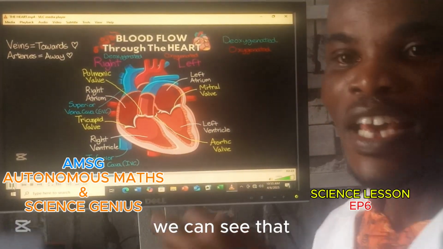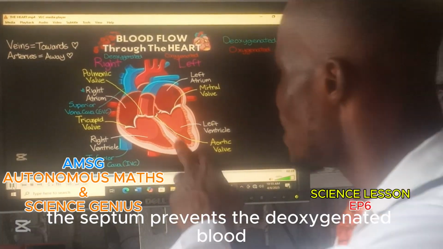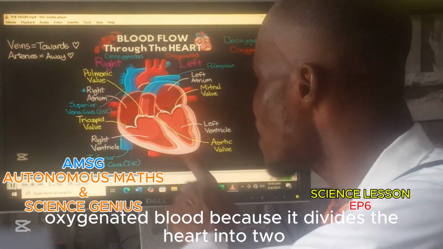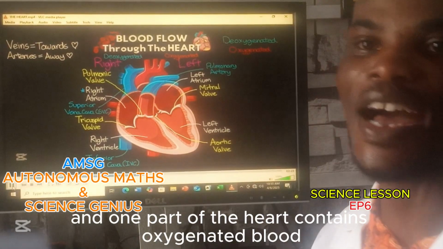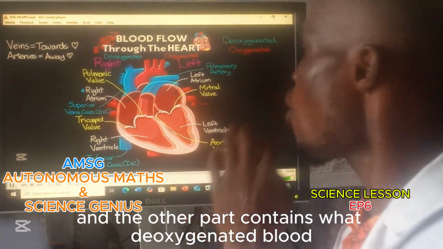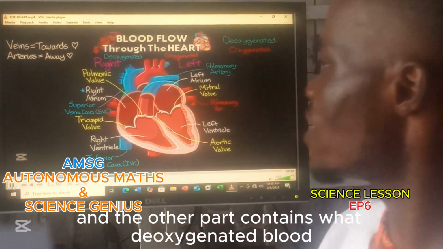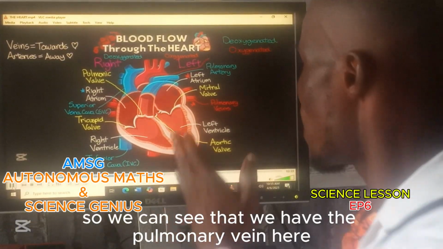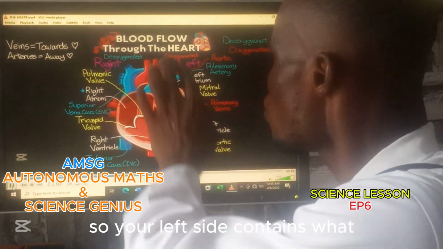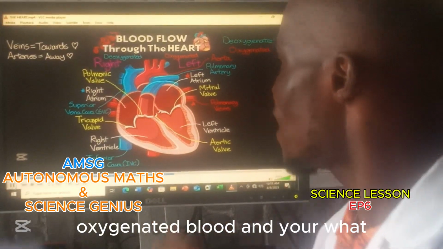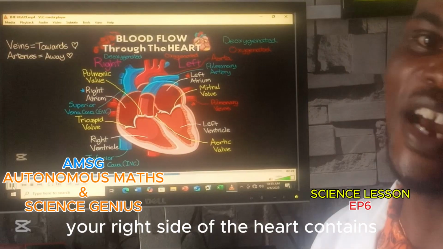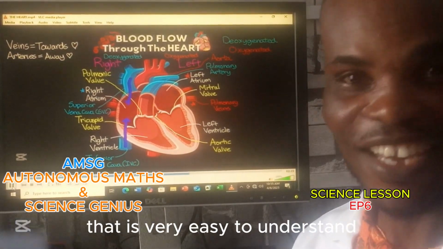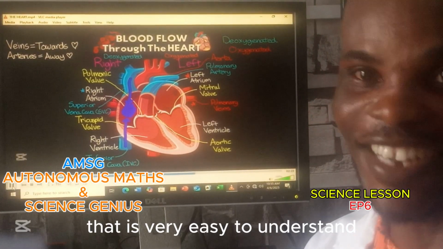We can see that the septum prevents deoxygenated blood from mixing with what? Oxygenated blood, because it divides the heart into two, and one part of the heart contains oxygenated blood and the other part contains what? Deoxygenated blood. Let's not forget about that. So we can see that we have the pulmonary vein here. So your left side contains what? Oxygenated blood, and your what? Your right side of the heart contains deoxygenated blood. Let us not forget that. It's very easy to understand.